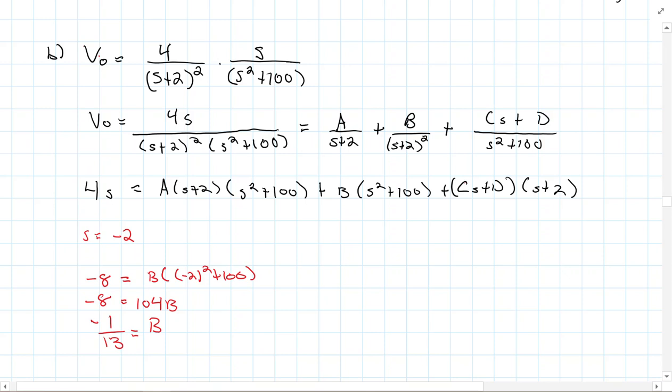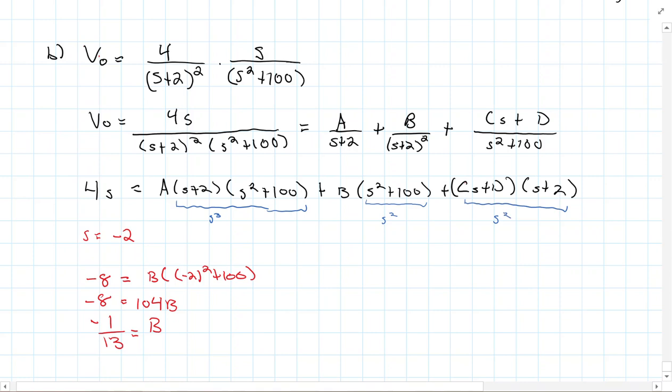Well, let's think about this for a second. There are a couple things we can do here. First off, instead of picking another nice number, let's think about some things. I'm not going to multiply this all out, but if I were to multiply this out, foiling and everything, the highest degree term would be s cubed, because I'd have an s times s squared. Here, the highest degree term would be s squared. Here, the highest degree term would be s squared.